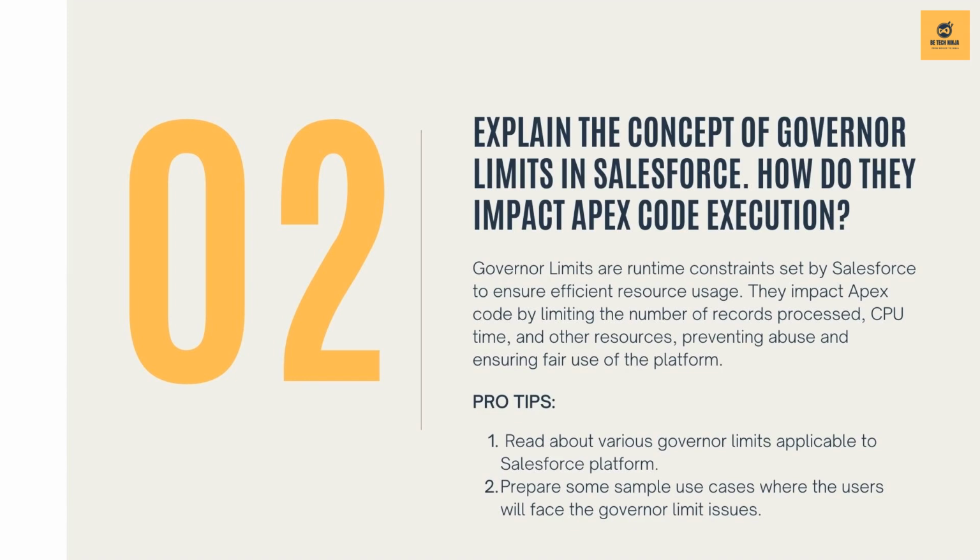Explain the concept of governor limits in Salesforce. How do they impact Apex code execution? Governor limits are runtime constraints set by Salesforce to ensure efficient resource usage. They impact Apex code by limiting the number of records processed, CPU time, and other resources, preventing abuse and ensuring fair use of the platform.